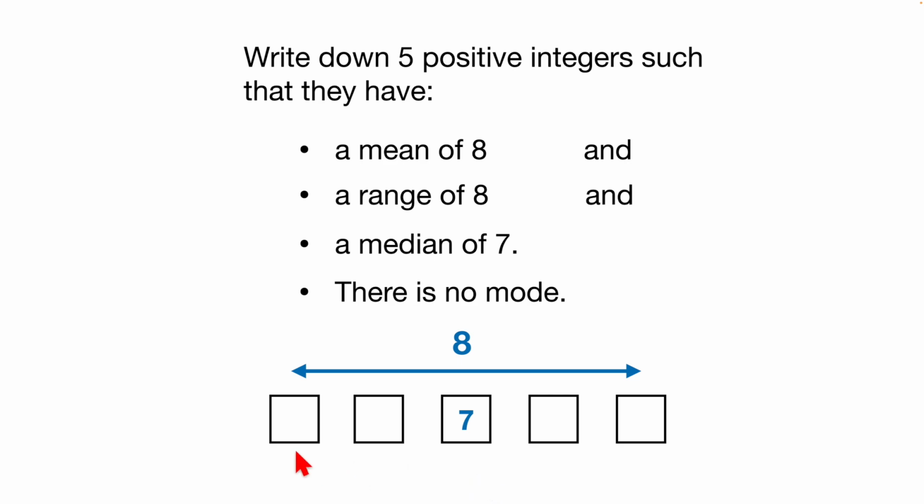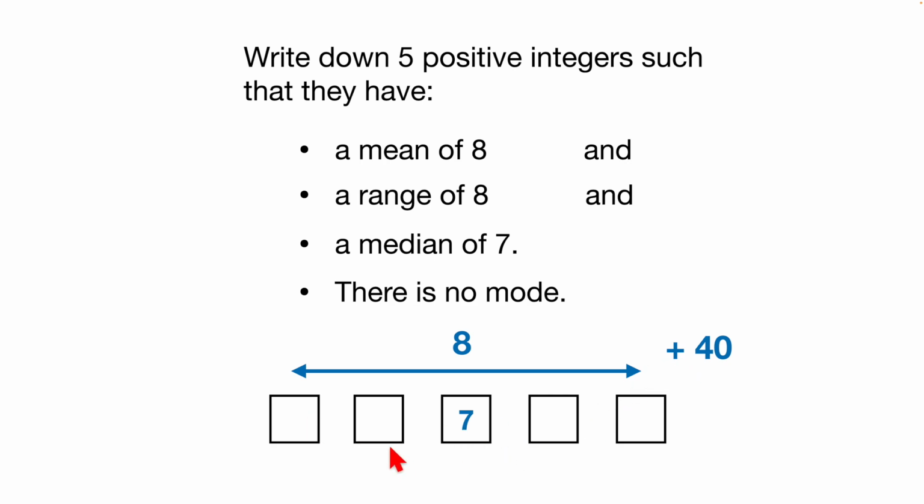So in that case, we've got 5 numbers, so they're going to total 40. We know there's no mode, which means that there are no duplications of numbers. Each number is different. We've got to get to 40, which is an average of 8, and this is 7. I don't want to have 2 small numbers here, because otherwise I'm going to find it difficult to get up to 40.